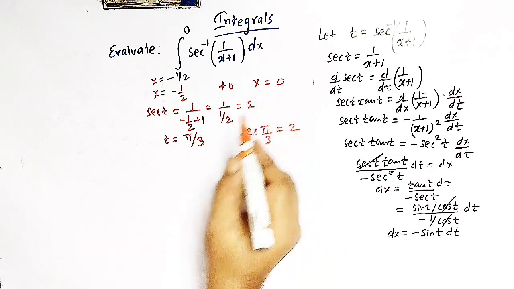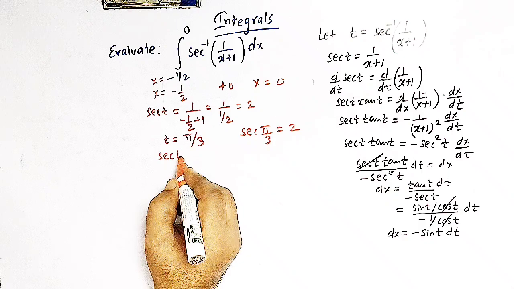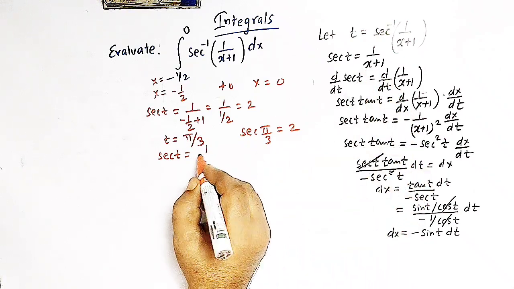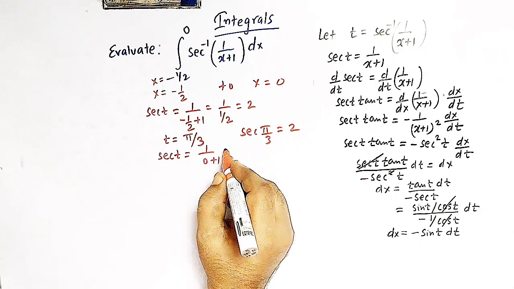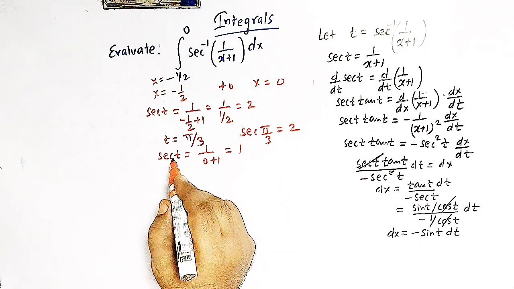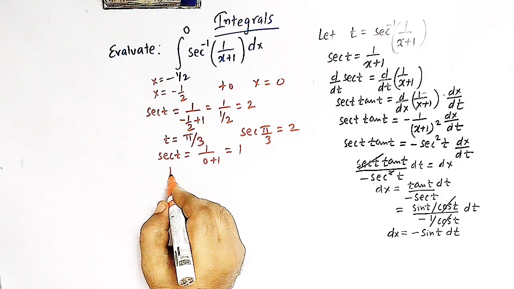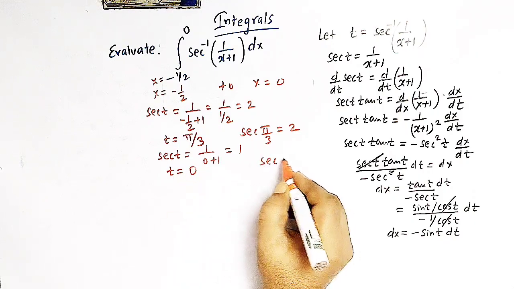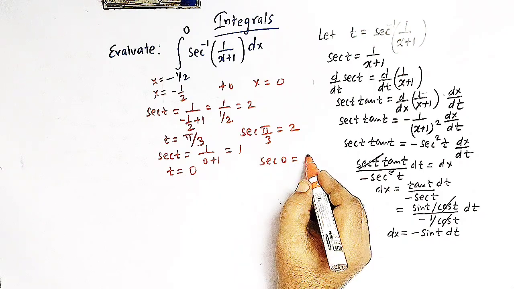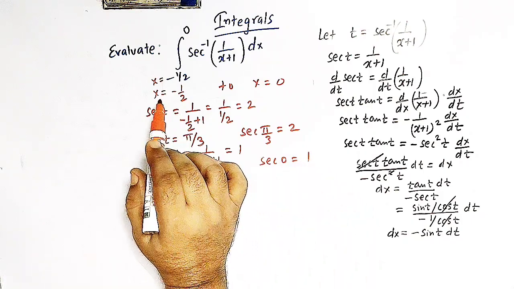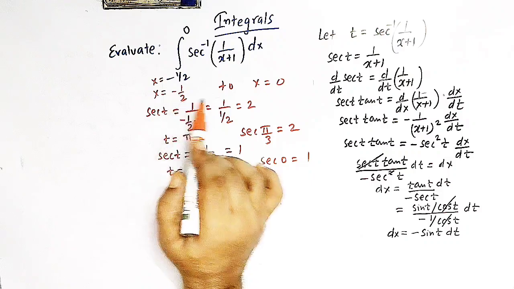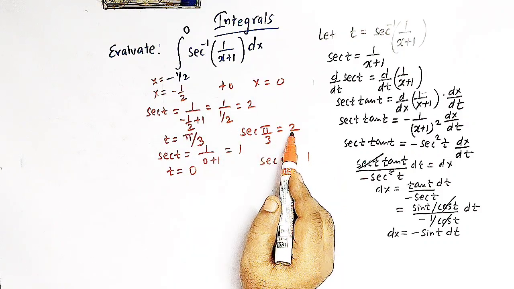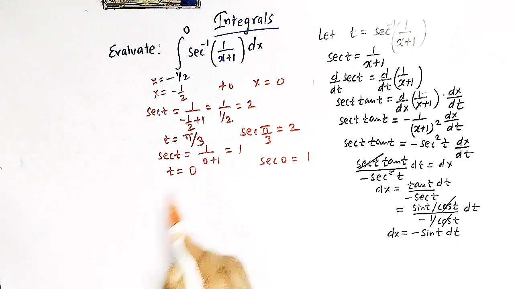Now when x is equal to 0, then secant t is equal to 1 over 0 plus 1, that is equal to 1. So secant t is equal to 1. So it implies that t is equal to 0 because secant 0 is equal to 1, right? So when x varies from minus half to 0, then t goes from pi by 3 to 0.